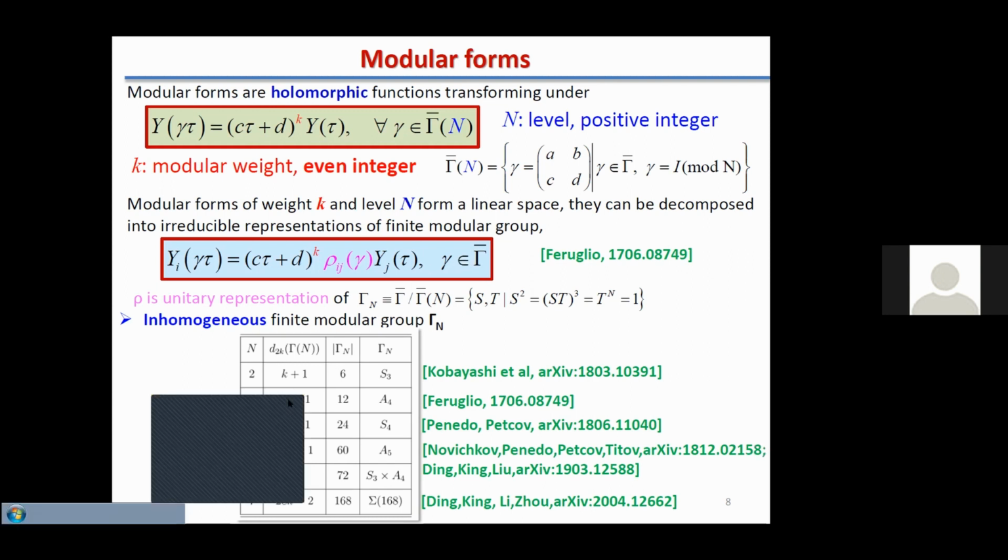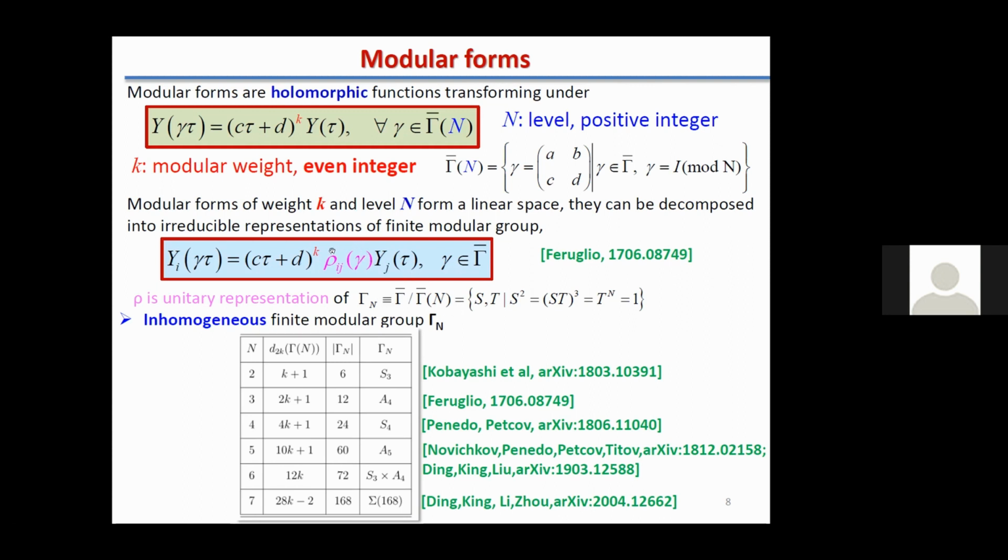And if we concentrate on the even weight modular forms, then they would be irreducible multiplets of the inhomogeneous finite modular group Γ_N. It is a quotient of the projective modular group Γ-bar over the projective principal congruence subgroups, and they satisfy these multiplication rules. We include T^N equal to 1, but for N larger than 6, we have to include other constraints. So far, the inhomogeneous finite modular groups have been widely studied for N equal to 2, 3, 4, 5, 7. So all these have been studied.